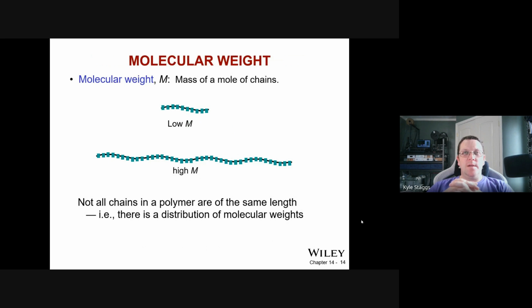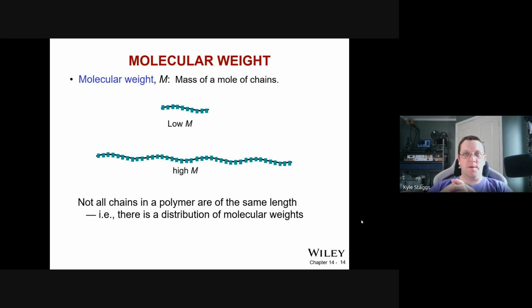Molecular weight is a really important property for what we do with the polymers. Low molecular weight simply means short chain. Higher molecular weight means longer chain. It's really simple, really straightforward.